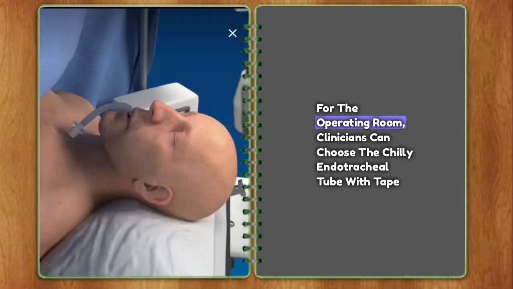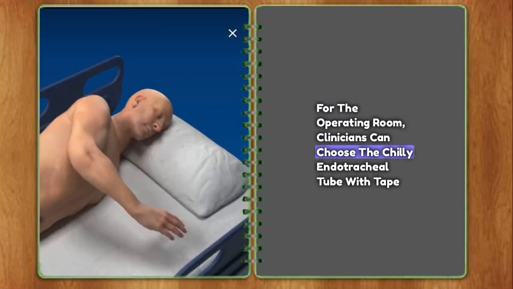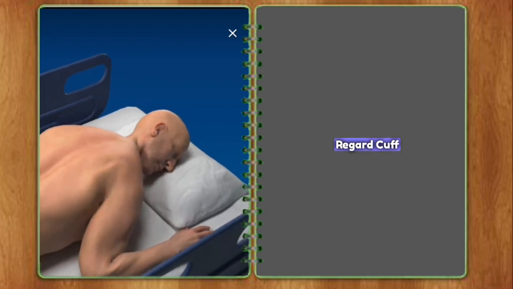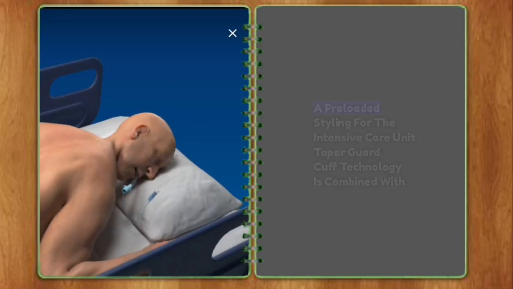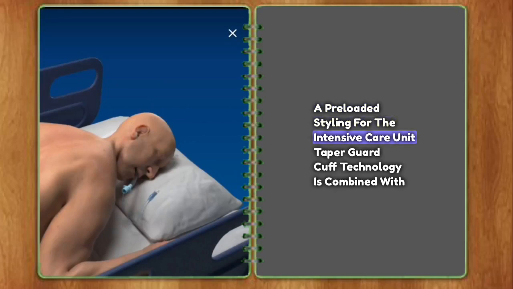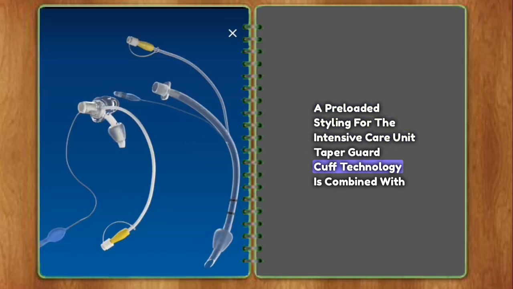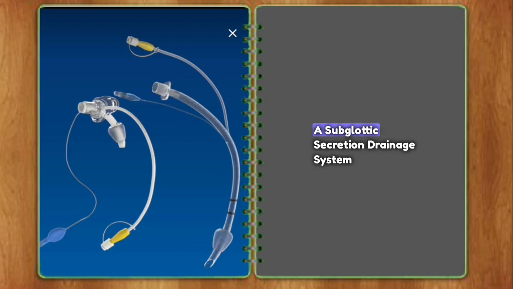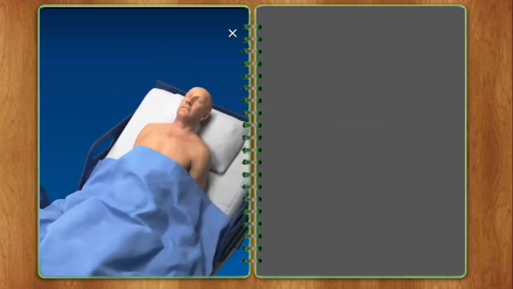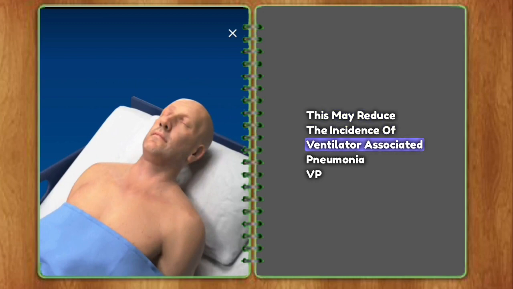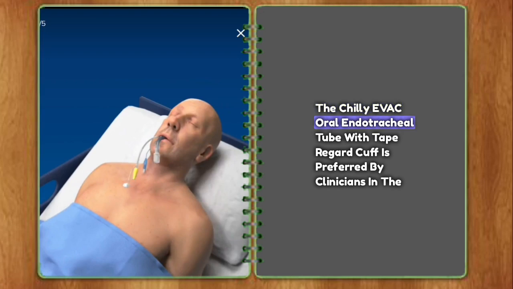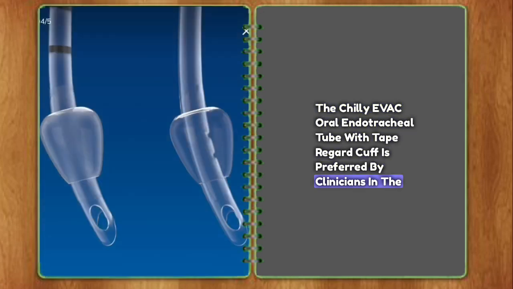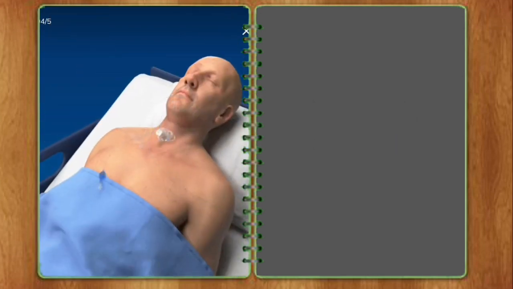For the operating room, clinicians can choose the Shiley endotracheal tube with TaperGuard cuff. This is available either with or without a preloaded stylet. For the intensive care unit, TaperGuard cuff technology is combined with a subglottic secretion drainage system. This may reduce the incidence of ventilator-associated pneumonia, VAP. The Shiley EVAC oral endotracheal tube with TaperGuard cuff is preferred by clinicians in the intensive care unit.